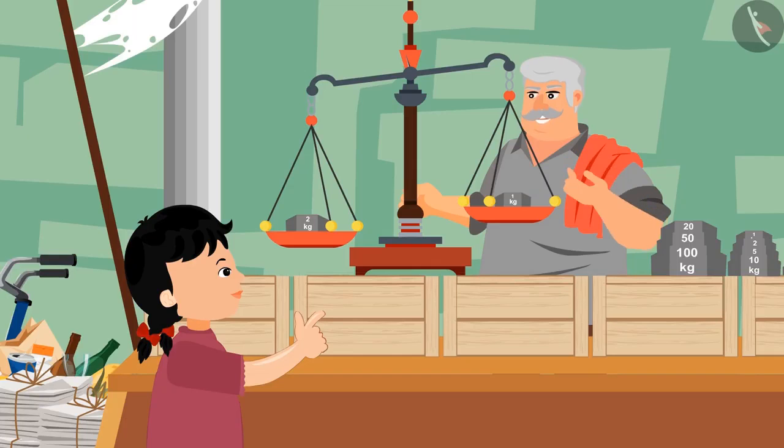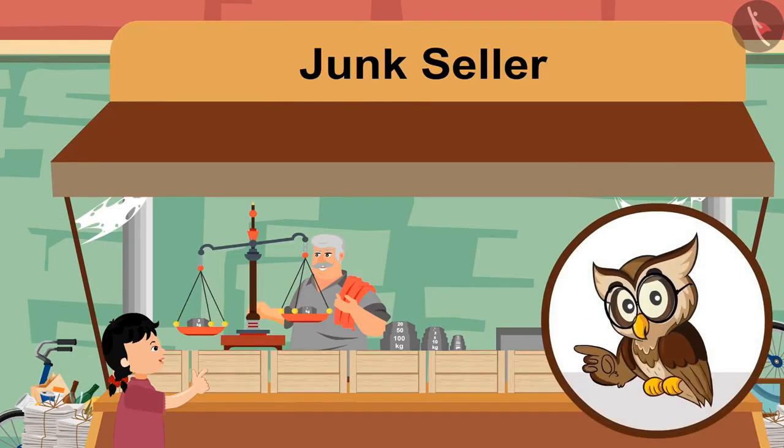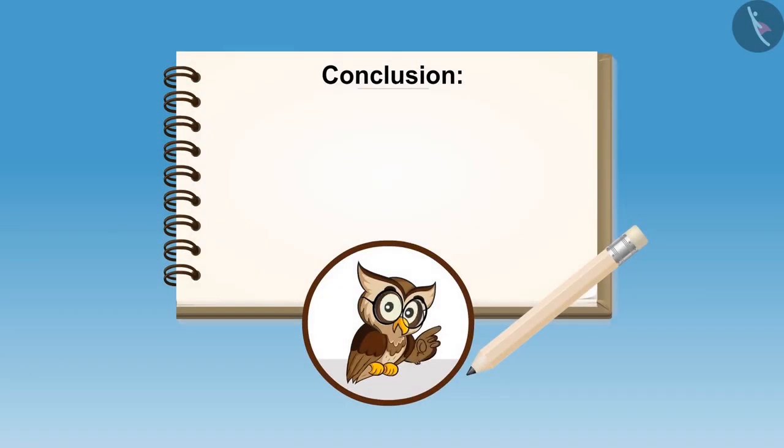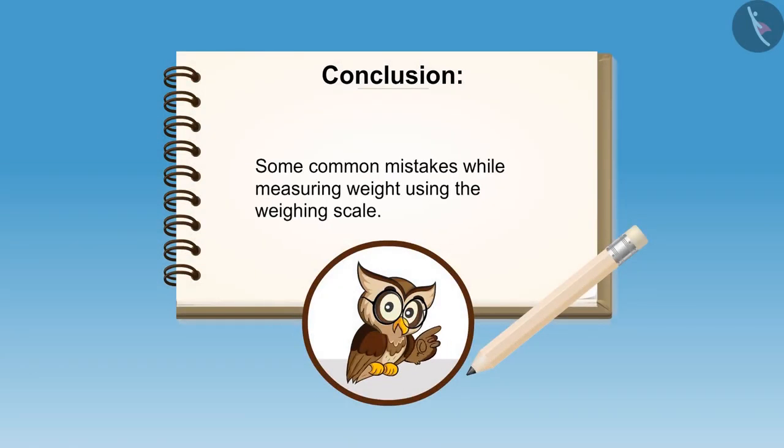Exactly. Now you have learnt it properly. So kids, have you understood? In the weighing scale, heavier weight moves downwards and lighter weight moves upwards. In this video, we have learnt about some common mistakes while measuring weight using the weighing scale.